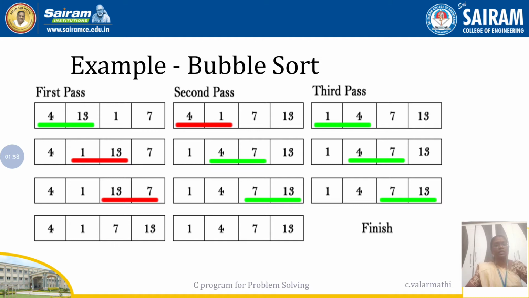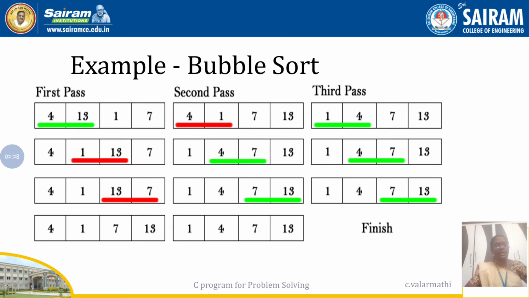Then you will continue with the second pass. In the second pass, again the first element is compared with the second element. What is the first element? 4. And what is the second element? 1. So 4 is compared with 1. 4 is greater than 1, so swapping is required. So 1 and 4 are swapped with their respective locations. Then the swapping is done. Now 1 becomes the first element and 4 becomes the second element.